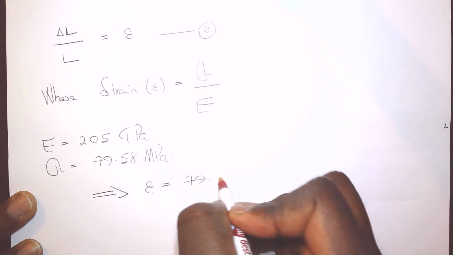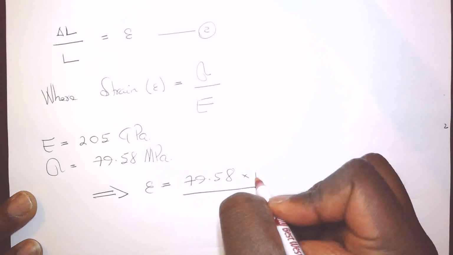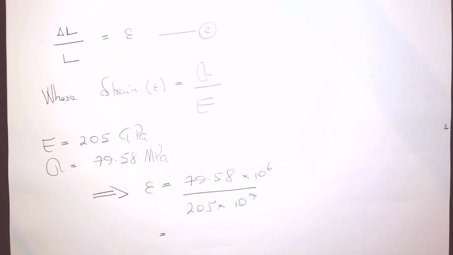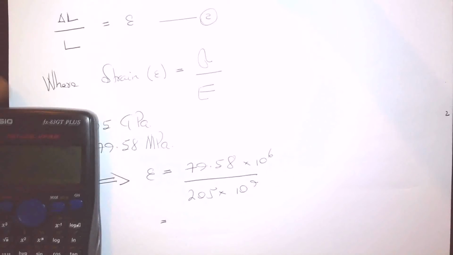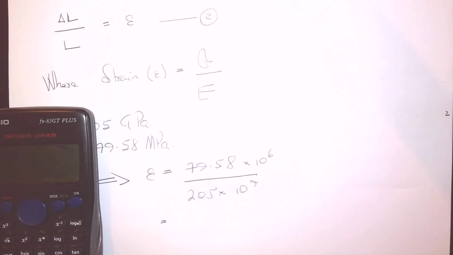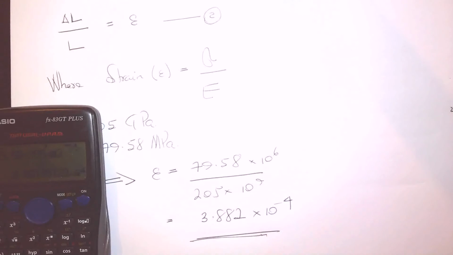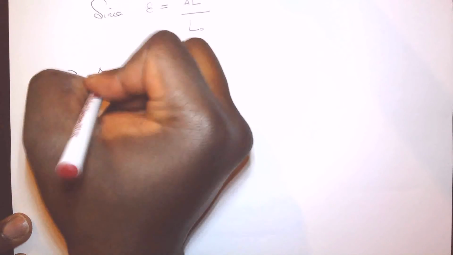Therefore, the strain is equal to 79.58 times 10 to the power of 6 divided by 205 times 10 to the power of 9. So if we put our values in our calculator, this will give us 3.882 times 10 to the power minus 4. So now that we know what the strain is, we can calculate the extension. Since the strain is equal to the extension divided by the original length, this implies that the extension delta L is equal to the strain times the original length.